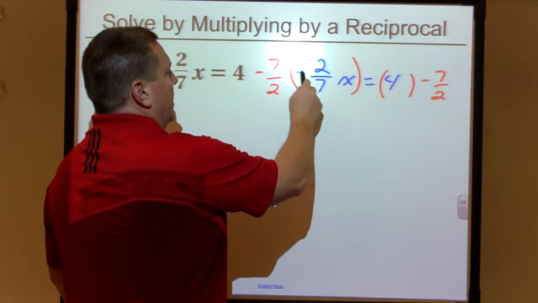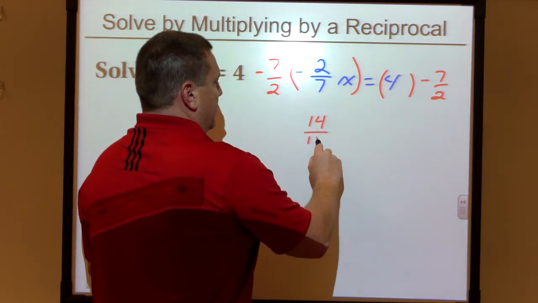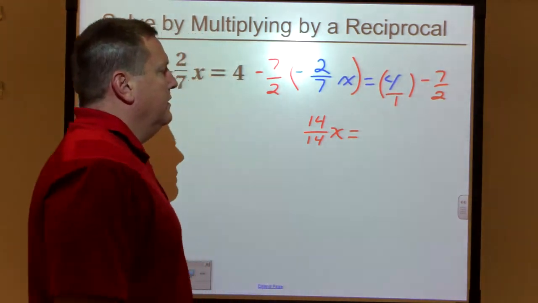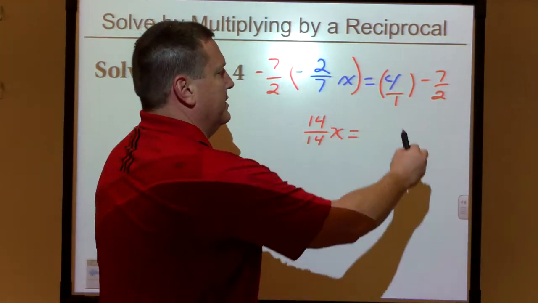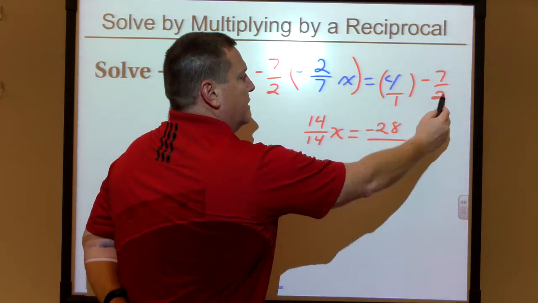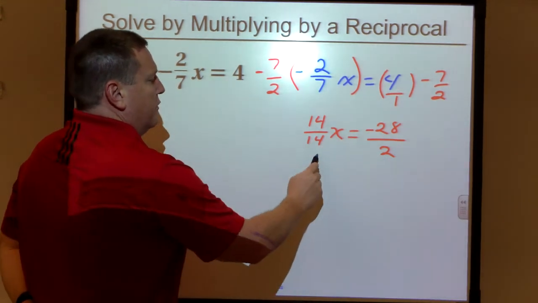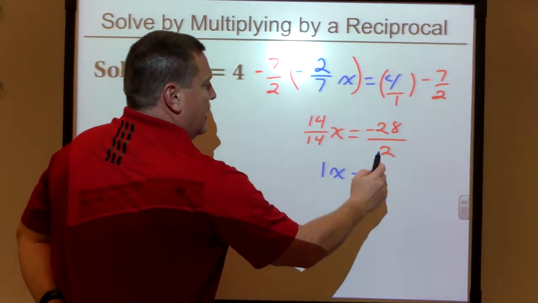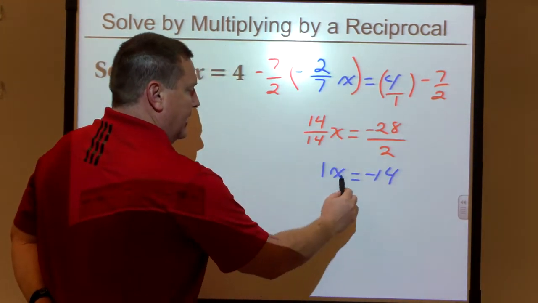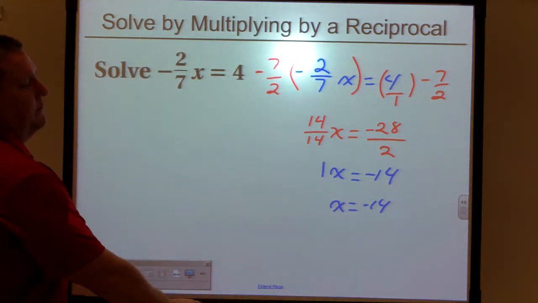This ends up giving me positive 14 over 14x. And over here I got a positive 1 on the bottom, so I'm going to multiply straight across. 4 times negative 7 is negative 28. 2 times 1 is 2. And then I'm just going to reduce. 14 over 14 is 1x. And then negative 28 over 2 is negative 14. 1 times x is just x. x should equal negative 14.